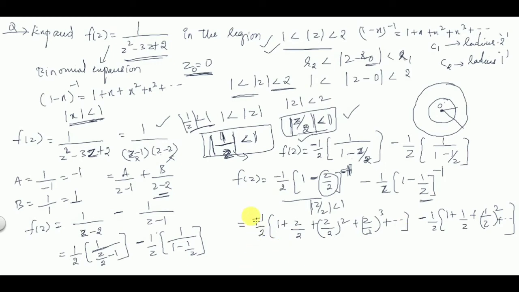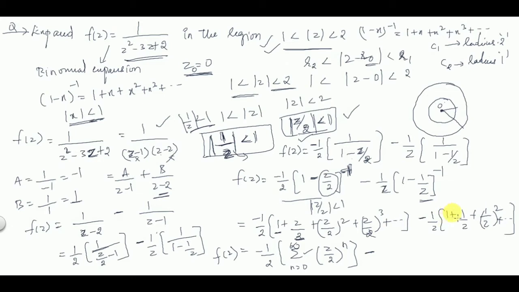So this is the expansion of this series. If you want to write it in terms of summation, what can you write? 1 by 2 into summation n is equal to 0 to infinity of z by 2 whole power n. So if you substitute n is equal to 0, you'll get 1, since z by 2 whole power 0 is 1. If you substitute n is equal to 1, z by 2 whole power 1 is z by 2, so you'll get the second term. If you substitute n is equal to 2, z by 2 whole square, the third term, then z by 2 whole cube, and so on.